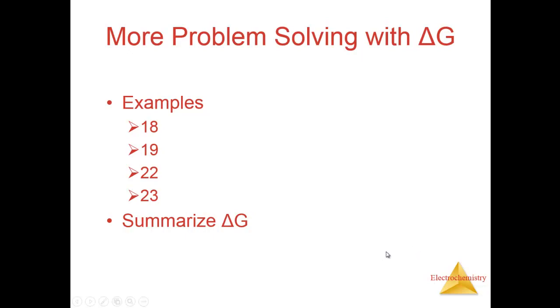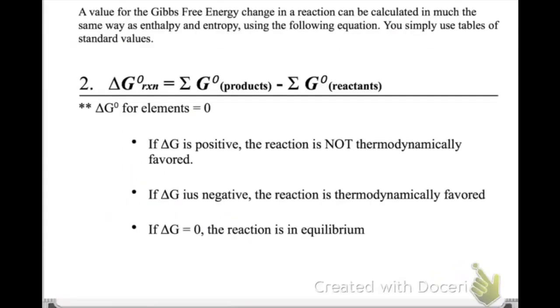Okay, we're going to go back and solve some of the problems that we had skipped. We're going to do, for Gibbs free energy, problems 18, 19, 22, and 23. And then we're going to summarize some things that are in your notes on pages 27 and 28 about the whole concept of Gibbs free energy and thermodynamic favorability.